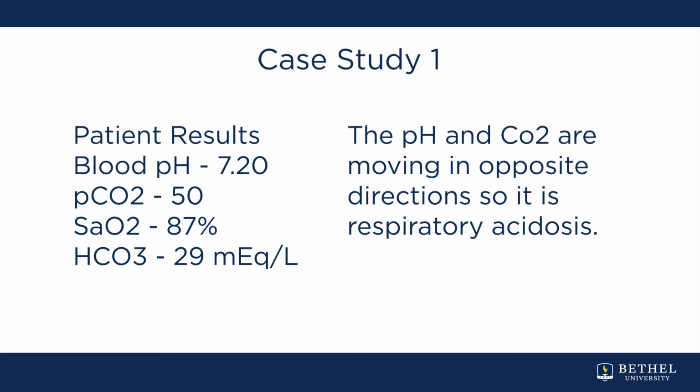Since the pH is abnormal, it is uncompensated even though you can see from the elevated HCO3 or bicarb level that the metabolic system is attempting to compensate. Perhaps the patient's pneumonia is causing inflammation in the lungs that is impacting gas exchange, leading to an accumulation of carbon dioxide which causes respiratory acidosis.